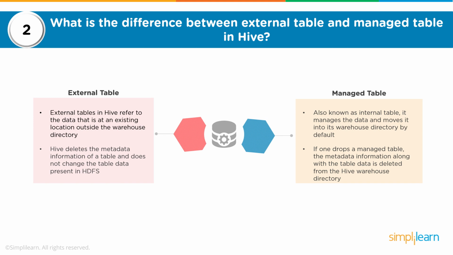However, when we talk about a managed table, if one drops a managed table, not only is the metadata information deleted, but the table's data is also deleted from HDFS. If we talk about an external table, it is created with the external keyword explicitly, and if an external table is dropped, nothing happens to the data which resides in HDFS. So that's the main difference between your managed and external table.